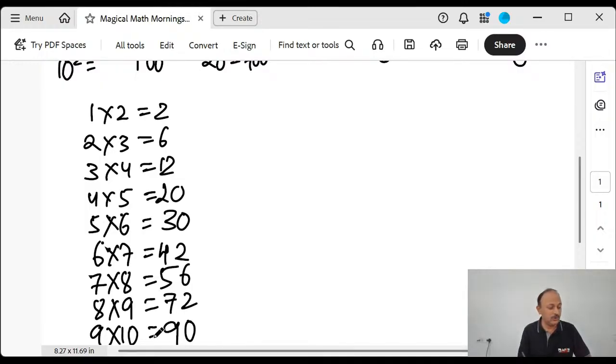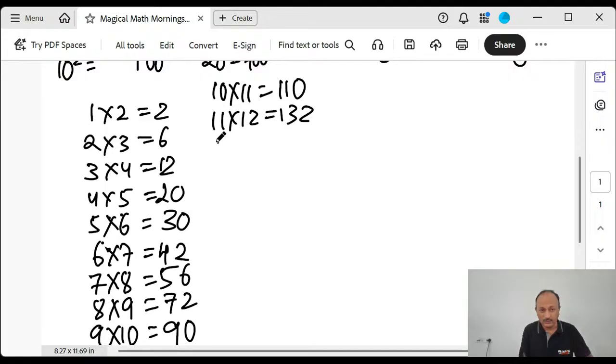But only this is not sufficient. We should be able to do at least up to 20, because in most of the competitive exams you are facing, you will get perfect squares up to 6 digits. So we have to learn at least up to 20 or 21. Let's continue. 10 into 11 is 110. 11 into 12 is 132. This is easy.